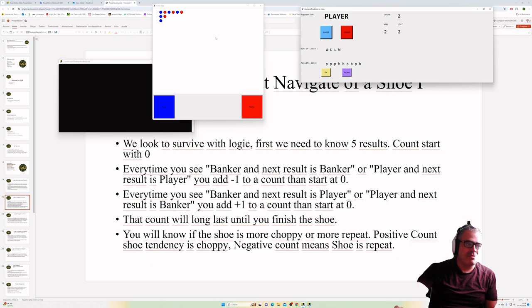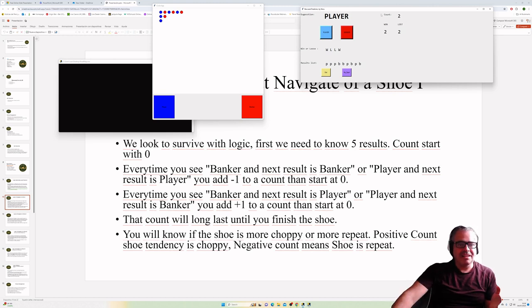The count is +2, meaning that the tendency is choppy. So this shoe has the tendency choppy. So basically, there is more probability that it came different next time. That is what it does say.